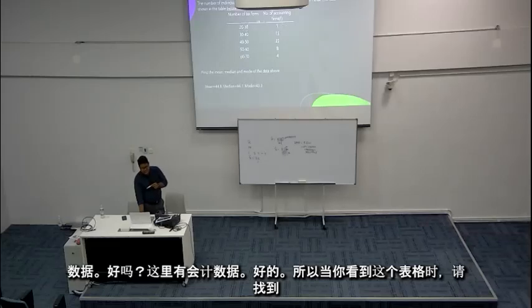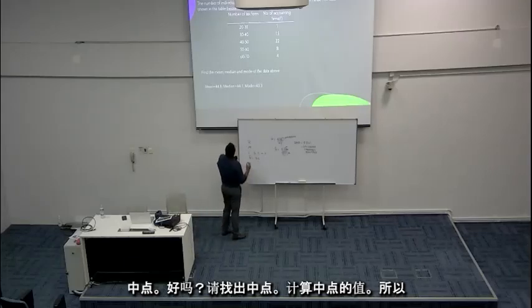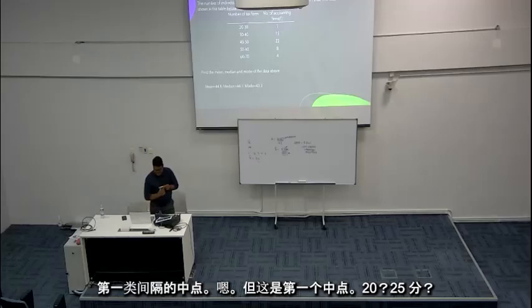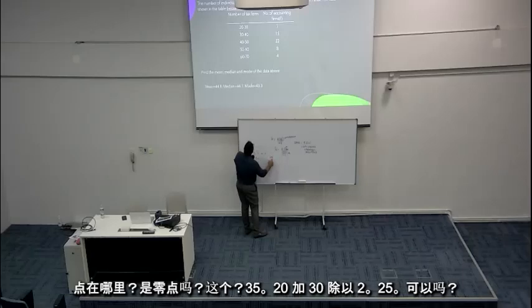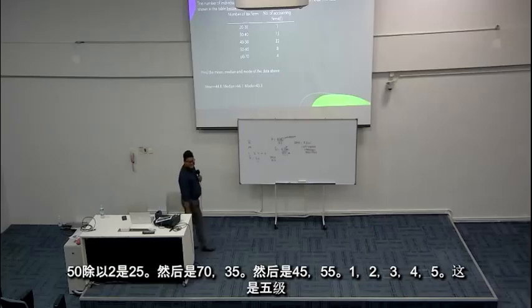Alright, so when you see this table, please find the midpoint. Okay, please find the midpoint. Calculate the value of the midpoint here. So what is the midpoint for the first class interval? What is the first midpoint? 20 plus 30 divided by 2. 25, okay? 50 divided by 2 is 25.